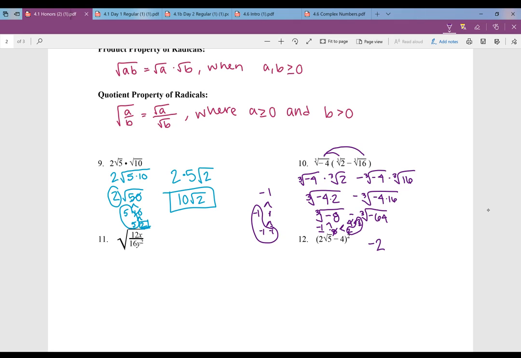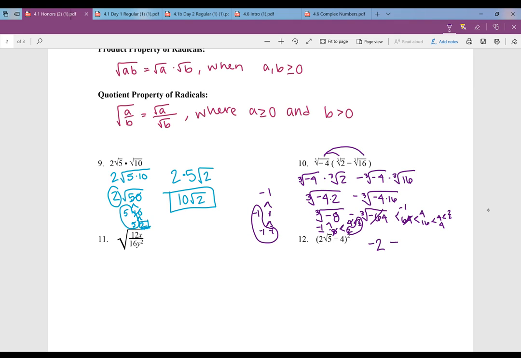Now we need to break down our cubed root of negative 64. So again, I'm going to pull out negative 1 and 64. 64 breaks down to 4 times 16. 16 is 4 times 4.